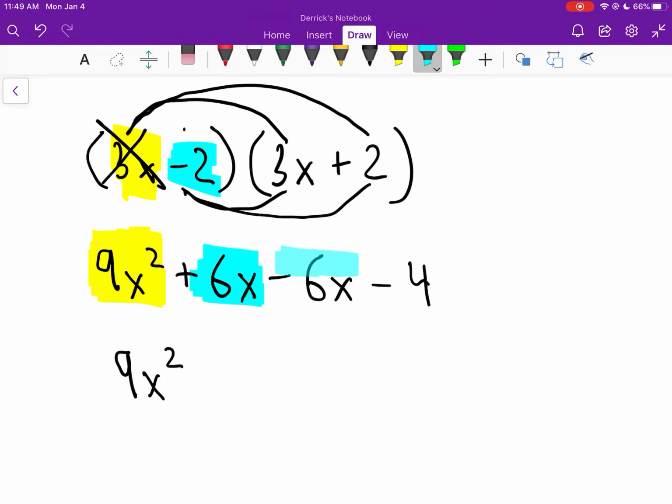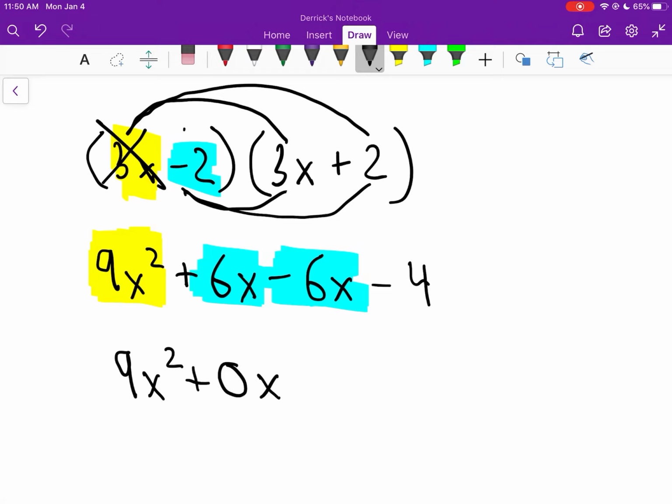For example, this negative 6x right here also is just x to the first power. Those are like terms. When we have like terms, remember the way we combine them is we want to combine the coefficients, the numbers in front of the variable. So positive 6 minus 6, or positive 6 plus a negative 6, would cancel out to simply 0. So we have a 0x.